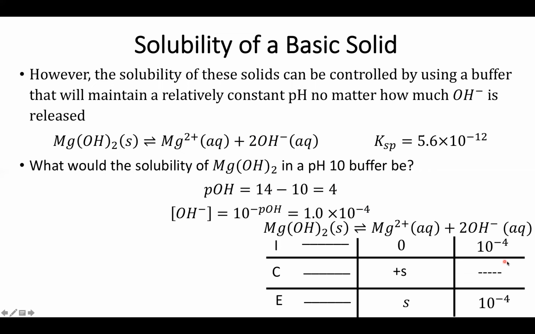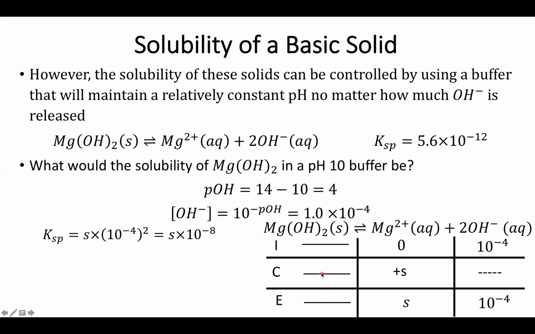And so here, there really will be no change in the concentration because the buffer will just pretty much gobble up all the extra hydroxide. And so the only concentration here that's really going to be changing is the magnesium. And this will give us the solubility of the system, because any magnesium produced is a magnesium hydroxide consumed.